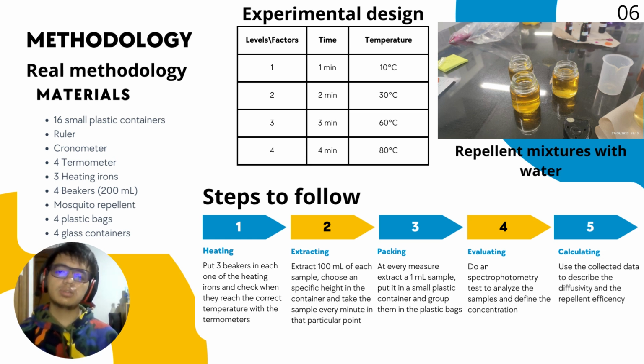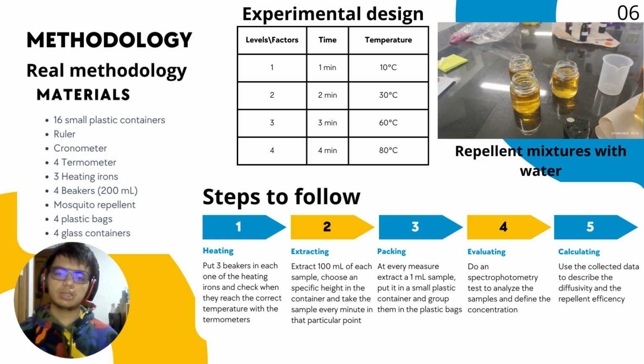Now for the steps to follow. First, we had to heat three beakers in each one of the heating items and check with the thermometers when they reach the objective temperature, that in this case were 10, 30, 60, and 80 degrees. Then we had to extract 100 milliliters of each sample and choose a specific height in the glass containers, and then take a sample every minute at that particular point that we chose.